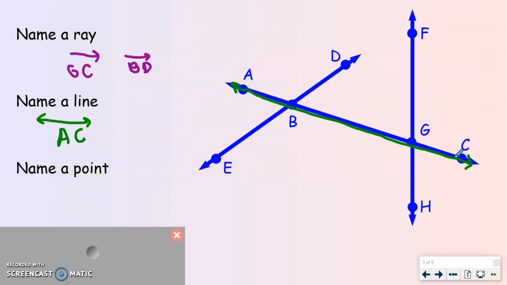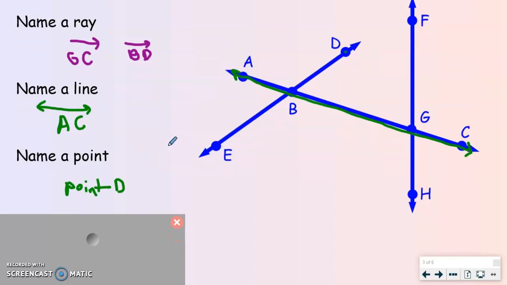Name a point. Well, you've got plenty to choose from. So let's see. I'll just choose this one here. You could just put a point, or you can spell out point. This would be point D. Points typically will always have capital letters. You usually won't see the letter I used as a point just because sometimes it can be mistaken for a 1. And you also normally won't see O used either because, again, it could be mistaken for a 0.